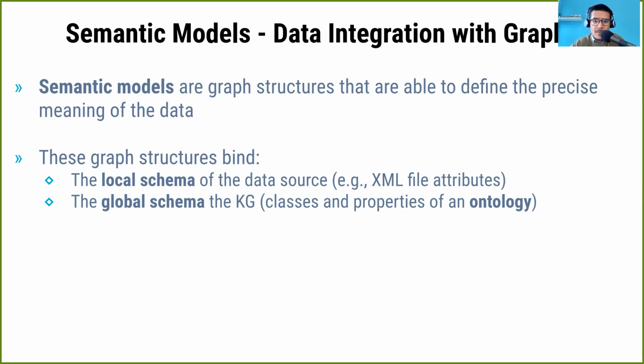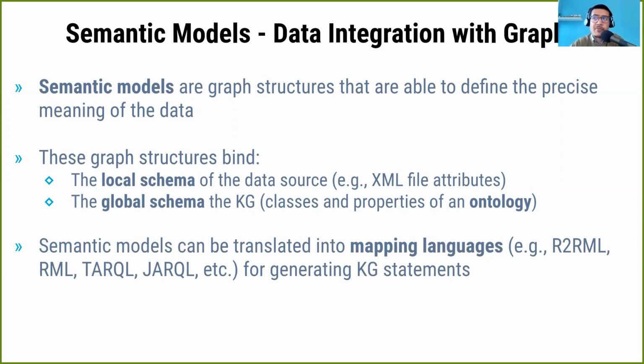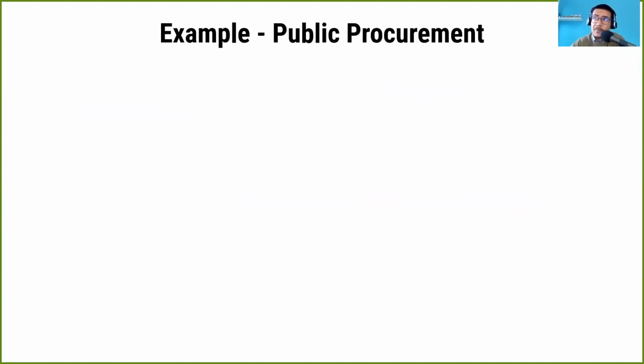Semantic models can be translated into mapping languages. So the transformation between the local schema and the global schema can be formalized using languages and not directly encoded in our source code. And these mapping languages can be used for generating knowledge graphs. This is a particular detail that is retrieved from the semantic web community.